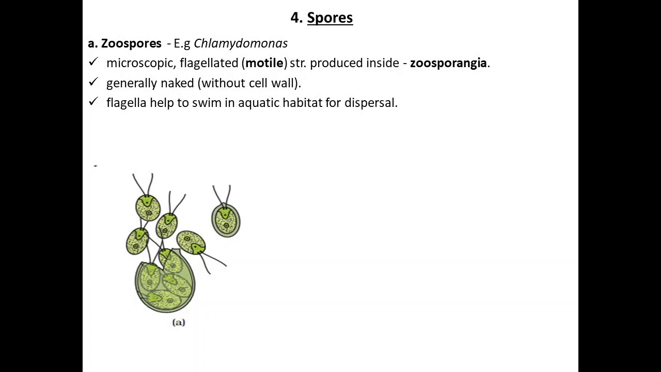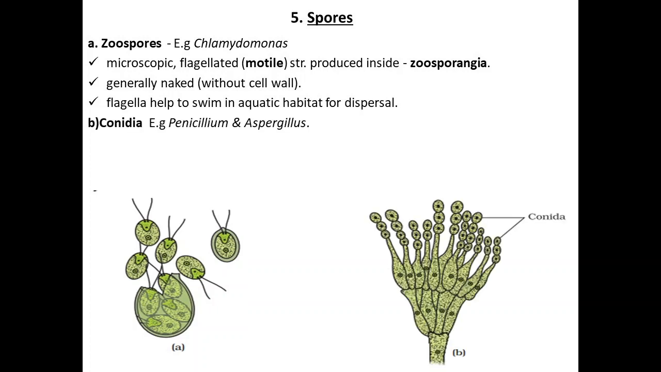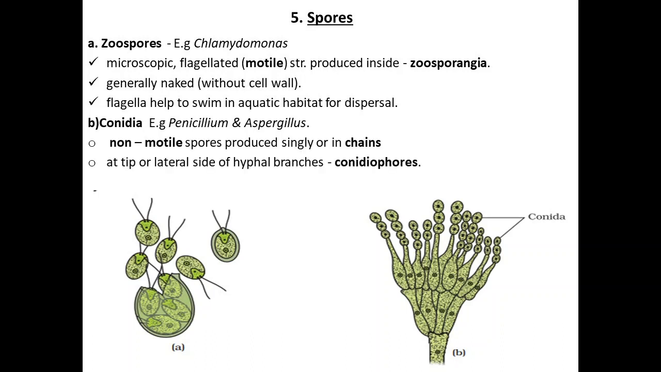And second are the conidia or conidiospores formed in Penicillium and Aspergillus, examples of the kingdom fungi. They are non-motile spores which are formed in chains. They are formed on a stalk called the conidiophore, and they need a medium, that is air, for their dispersal.